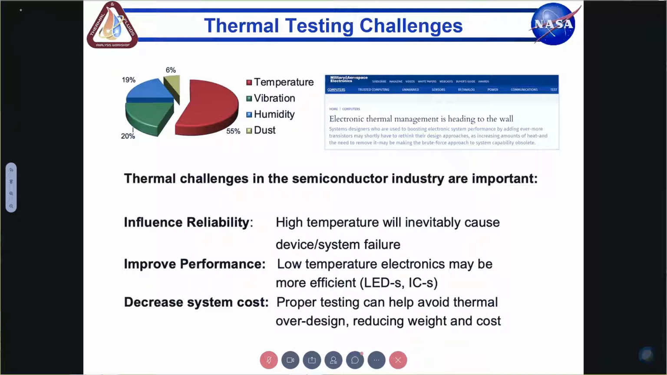So when it comes to thermal testing and temperature-induced challenges, many of you may have seen the pie chart on the top left corner of my slide, which was done by the US Air Force many years ago. They were interested in what factors led to failures of electronic components, especially in battlefield applications. And 55% of the time it was temperature. The second most important contributor was vibration and then humidity.